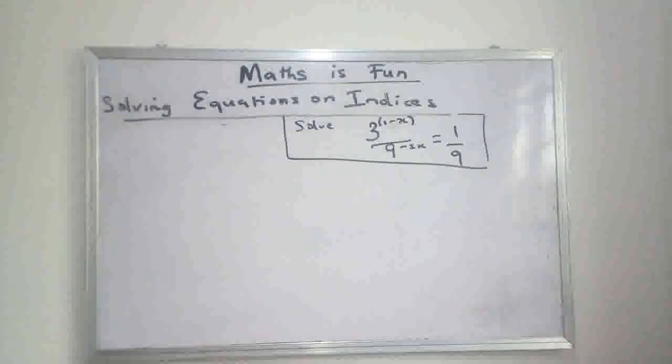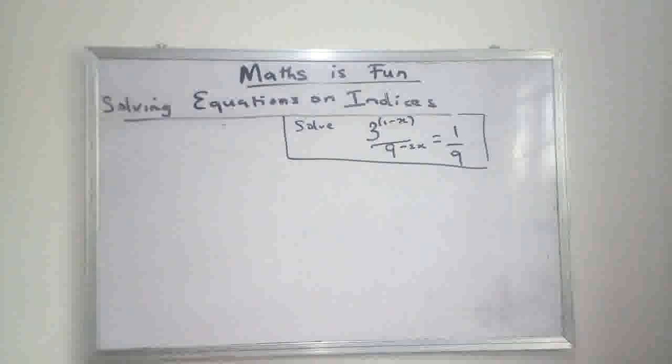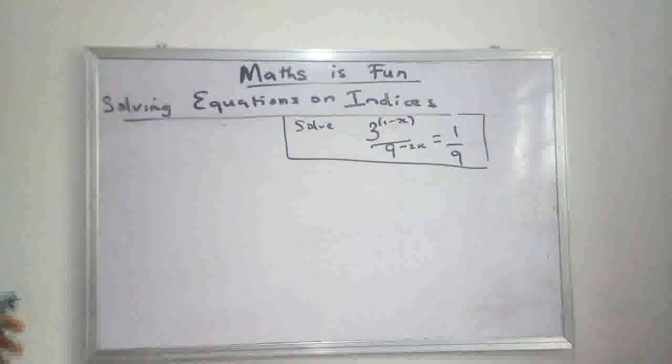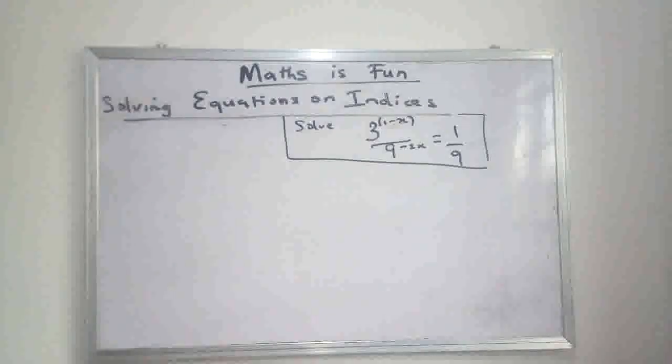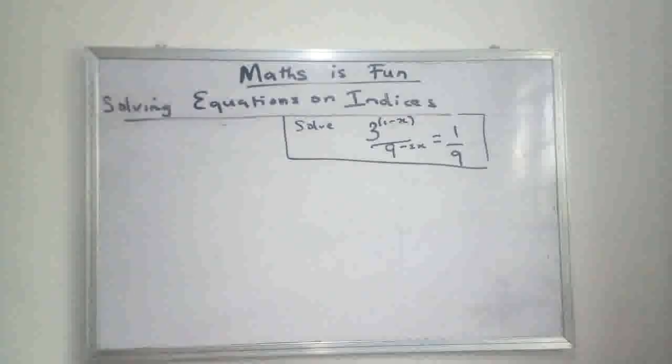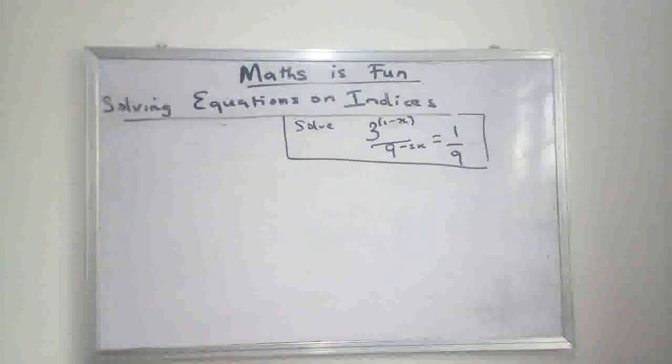It's actually a past question from an international exam. It says 3 raised to the power 1 minus x is all over 9 raised to the power minus 2x is equal to 1 over 9. We are told to solve for x. So remember that in indices, for the rules to work, you must have the same base. And in this question, the bases are 3, 9, and 1 over 9. So the first thing is to convert the bases so that they are the same.